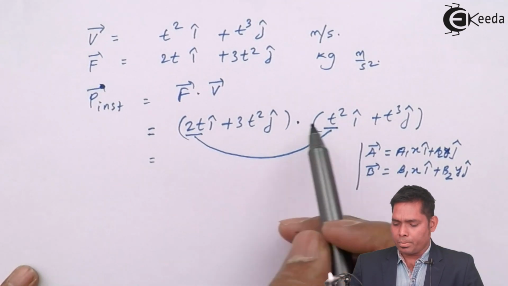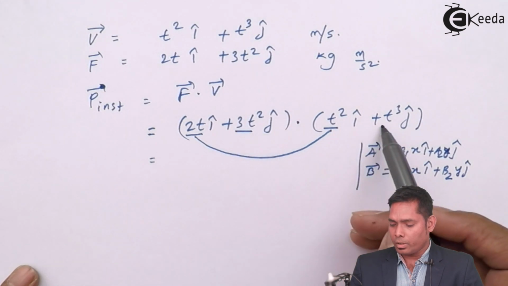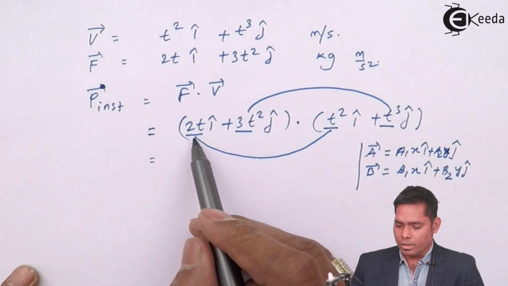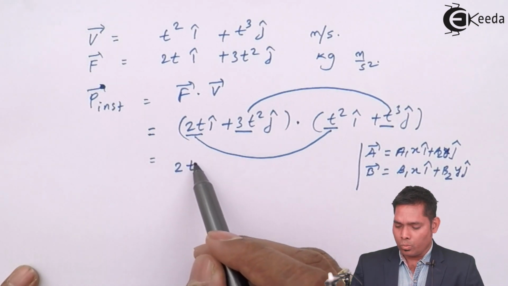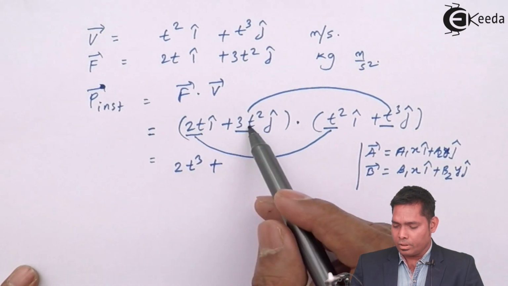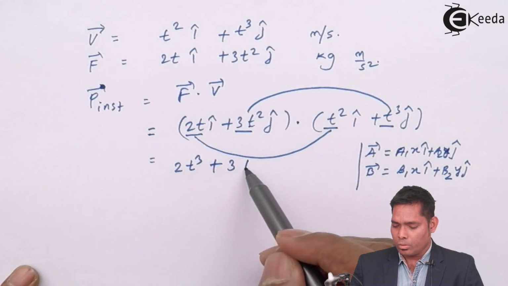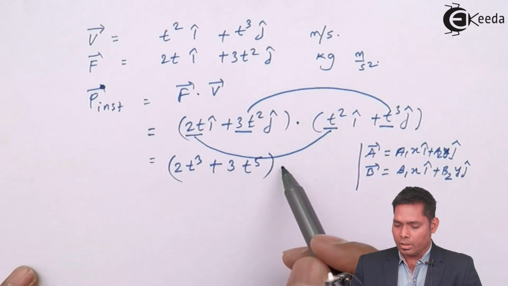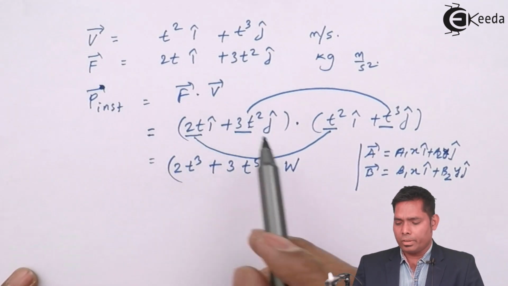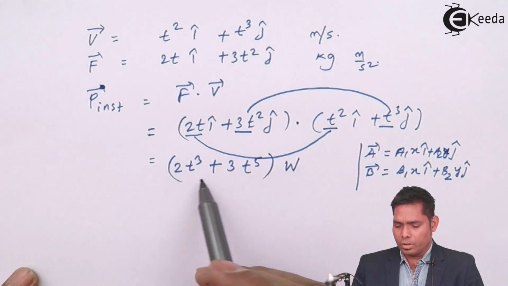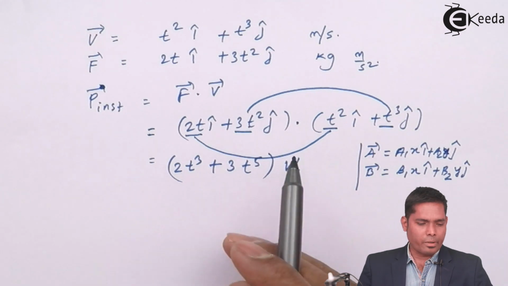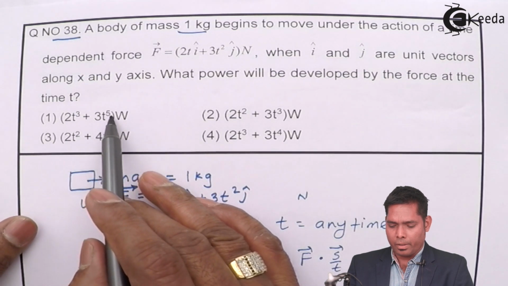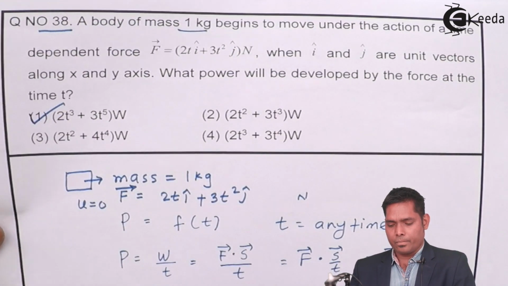So just multiply the corresponding terms containing i and i, j with j. The answer is this into this, that is 2t³, plus this into this, that is 3t⁵. Power unit is watt. So the answer is 2t³ plus 3t⁵. So option number 1 is correct.